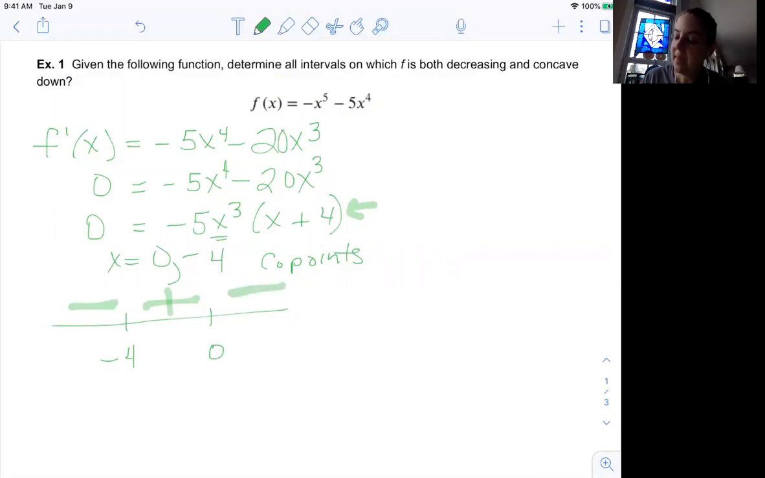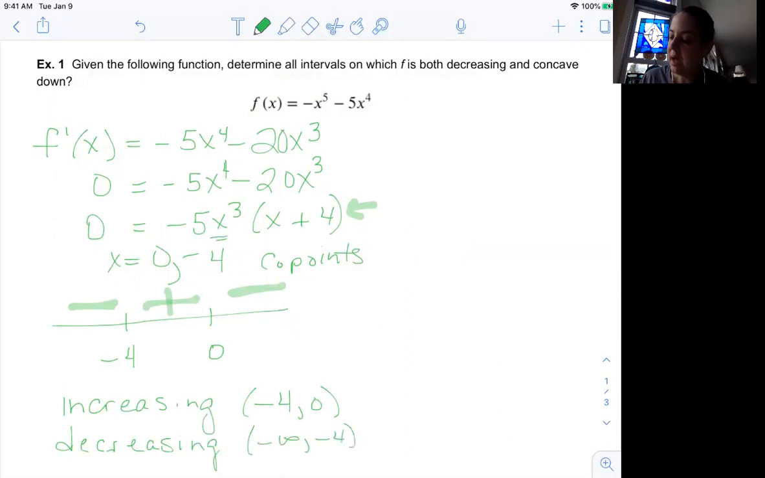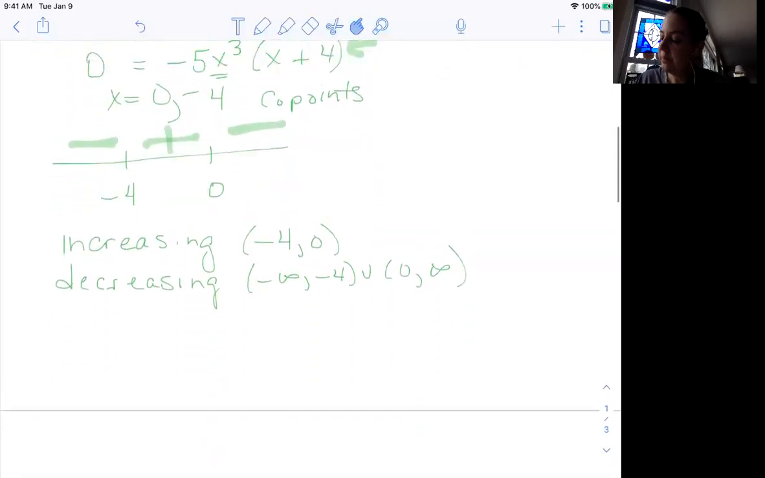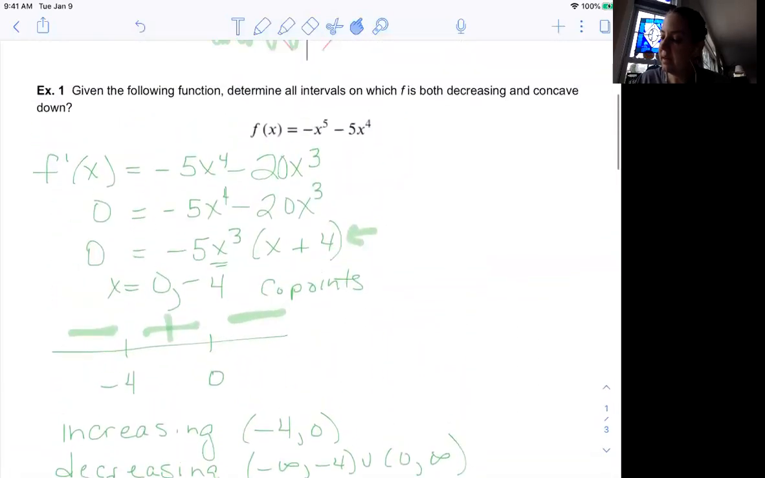Okay, so that means that we are increasing from negative 4 to 0. That's where it's positive. And we are decreasing on those negative intervals, so negative infinity to negative 4 and 0 to infinity. Awesome. All that is the first derivative piece. So second derivative, what do we got to do? I used a lot of space here, didn't I, today?